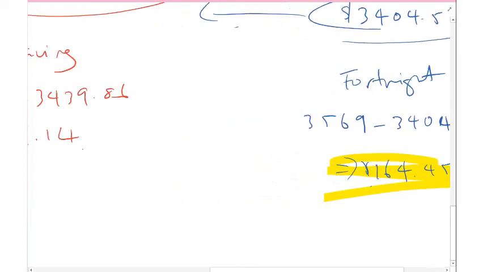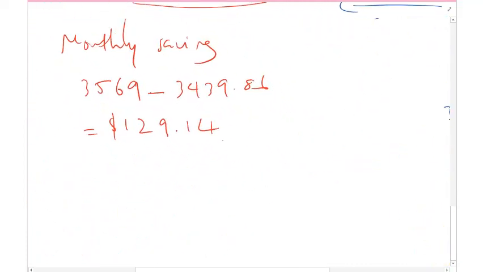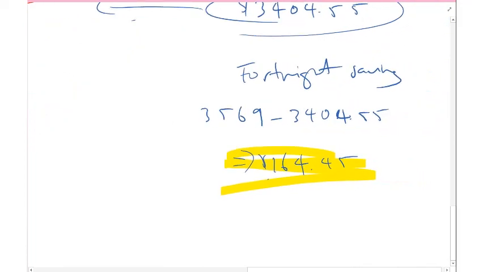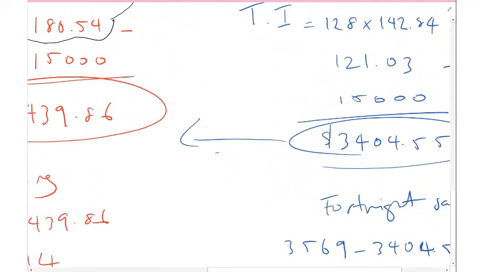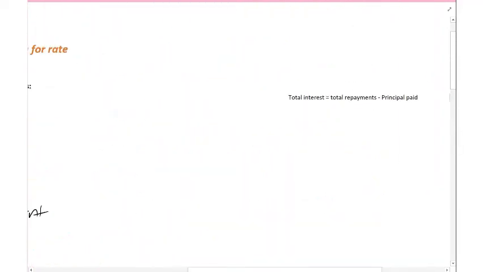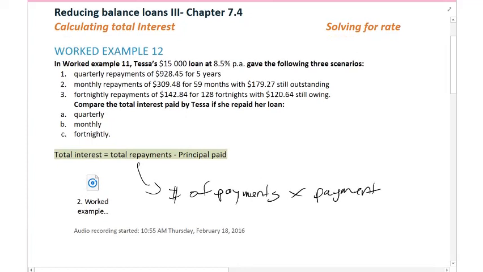Now, that gives me a saving of $164.45. So you can see that if you can pay more often, then what you're going to be paying at the end is less. And that's what we're looking at in these particular questions, to give you a feel for the purpose of that.